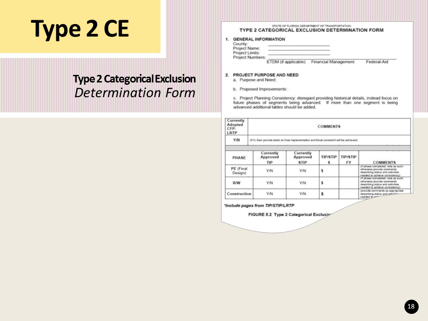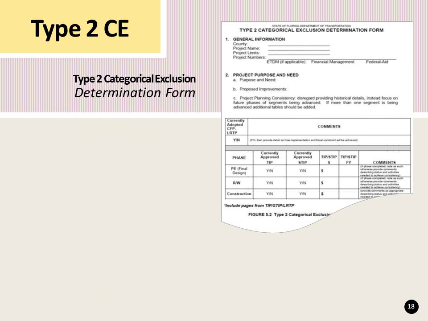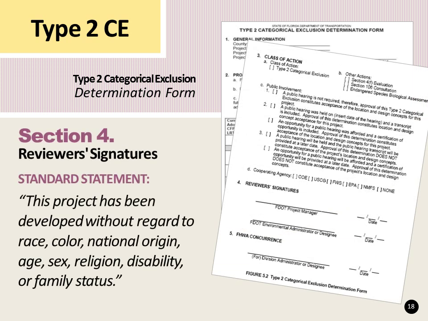Type 2 CEs are projects with no known significant impacts, but may require more detailed analysis and public involvement for issues discovered. For this project class, the SCE evaluation results are documented in the Type 2 Categorical Exclusion Determination form. Parts of the form to be attentive to are Sections 4, 6, and 7. In Section 4, include the statement, "This project has been developed without regard to race, color, national origin, age, sex, religion, disability, or family status."